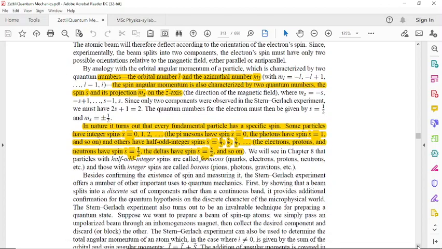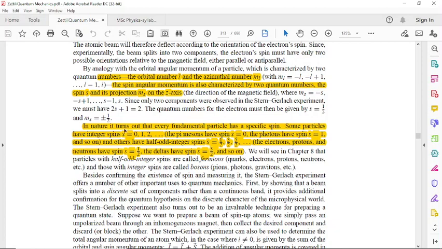By analogy with the orbital angular momentum of a particle, which is characterized by two quantum numbers, the orbital quantum number L and the azimuthal quantum number ml, where ml varies from minus L to plus L, the spin angular momentum is also characterized by two quantum numbers, the spin s and its projection ms on the z axis. In nature, it turns out that every fundamental particle has a specific spin.